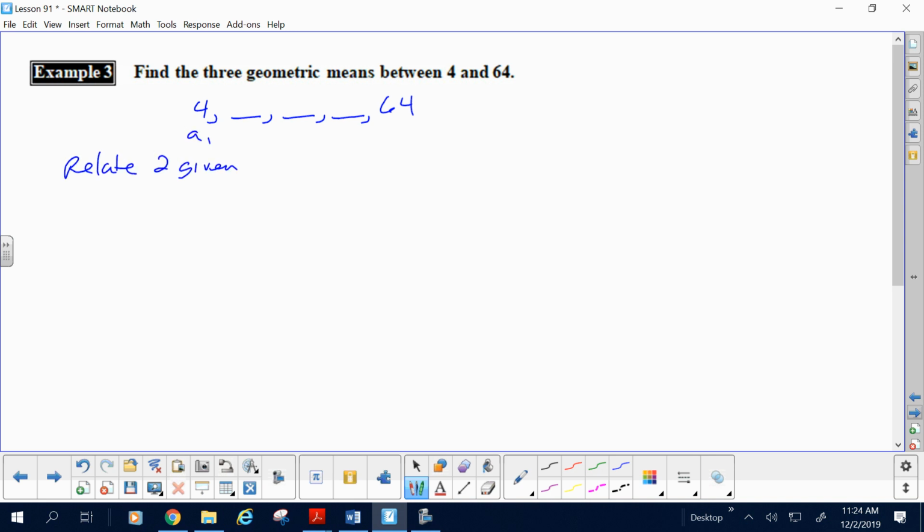This is A1. You want to find A2, A3, A4, and you know A5, yeah? Now, wouldn't you say that A5 must have come from starting with A1 and multiplying by R how many times? 4 times. To get to the 5th term, you make 4 jumps. You follow me? Okay. Now 64 is the 5th term. 4 is the first term.